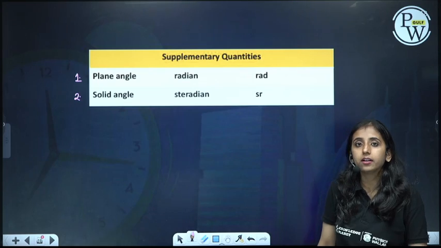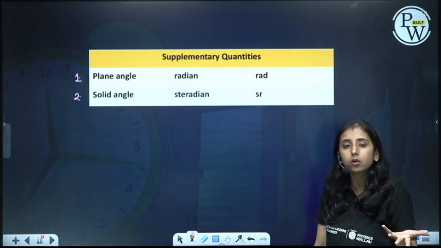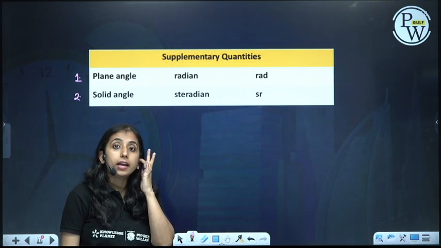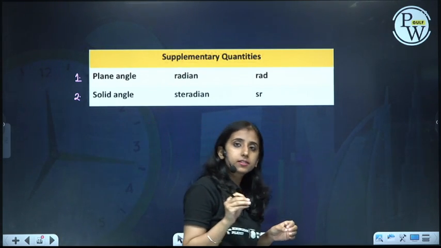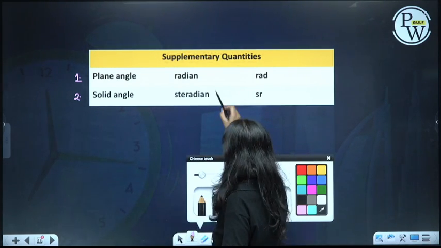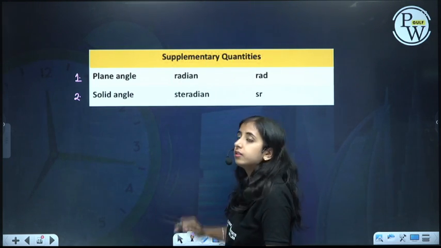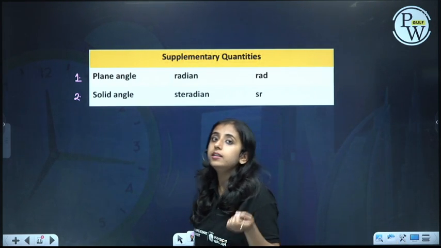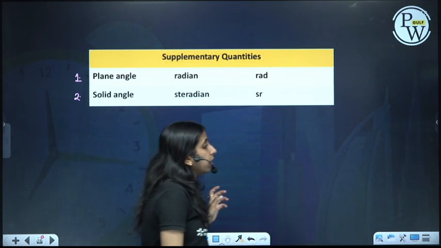What is a plane angle? The angle subtended by an arc of the circle at the center in the plane of the circle is plane angle, and the angle subtended by an area of the sphere at the center is called solid angle. What are the units? We use radians for plane angle and steradian for solid angle. So these are the supplementary quantities.